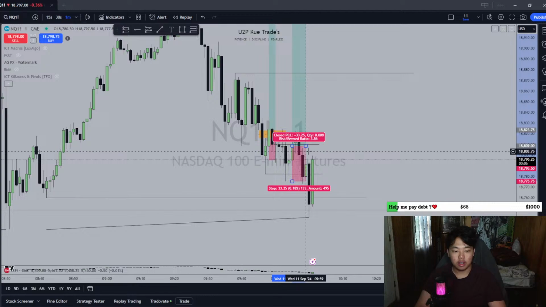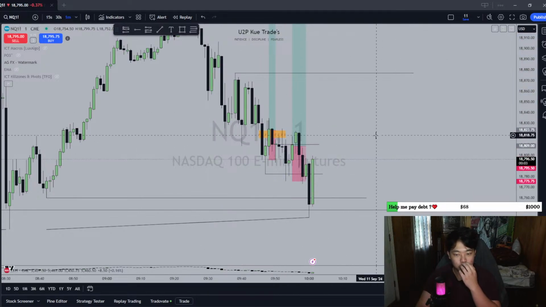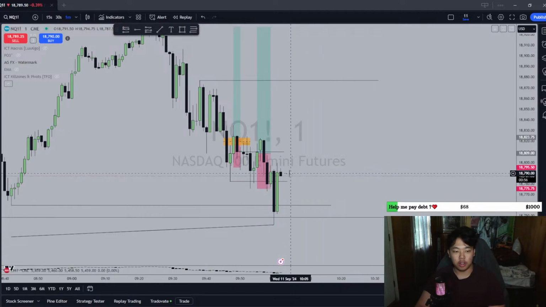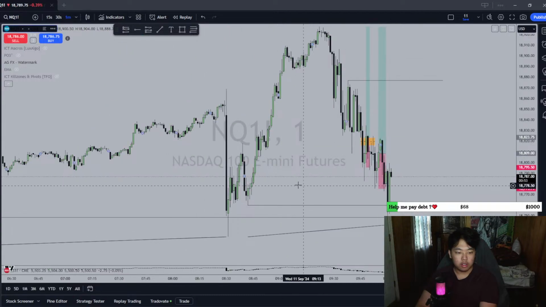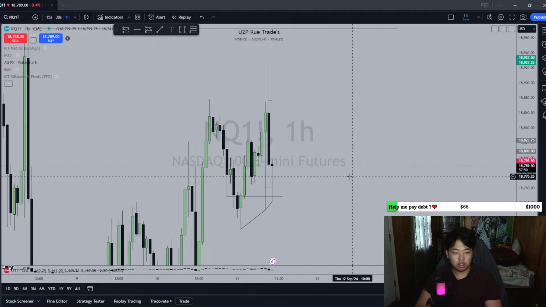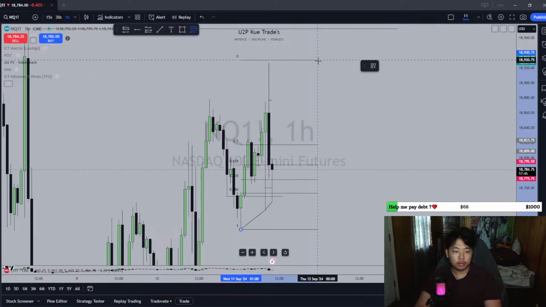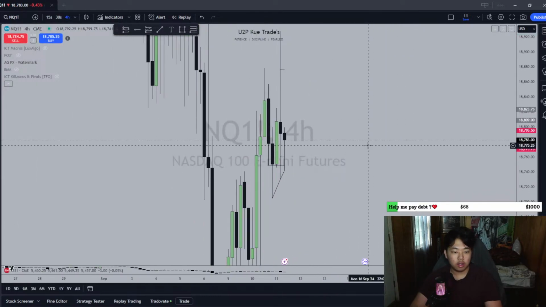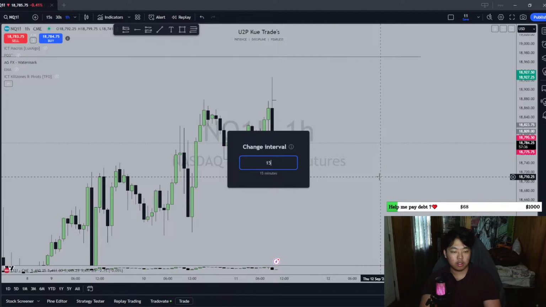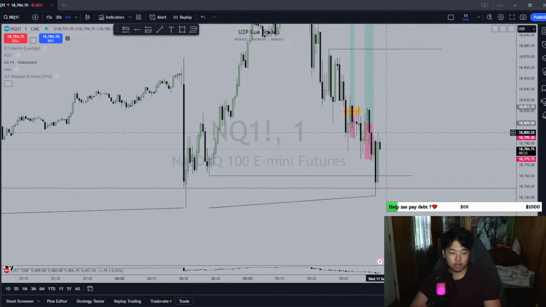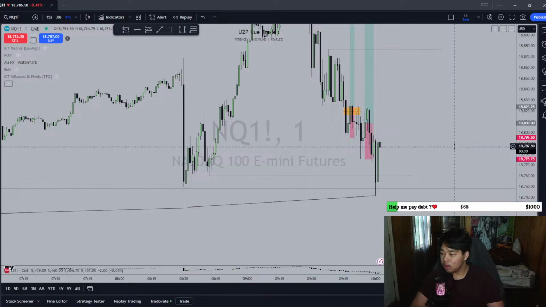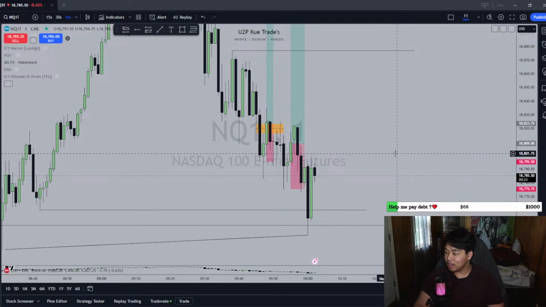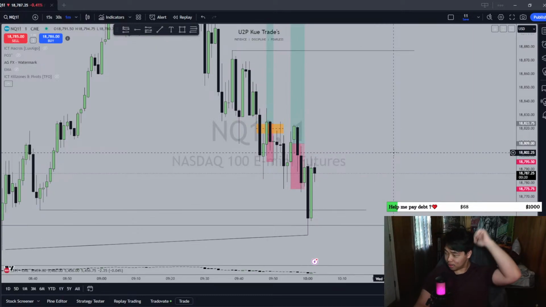I'm not gonna enter again. I said I want to limit myself to one or two trades, but right here I probably would have entered if we get the change of state of delivery here again. Let's see. We're in deep discount of this range. I think we're bullish though still. I'm not gonna enter.